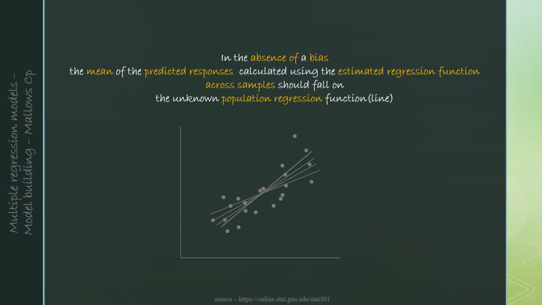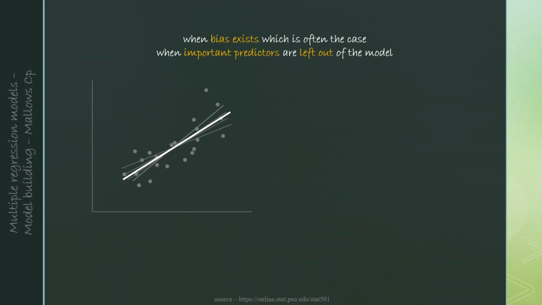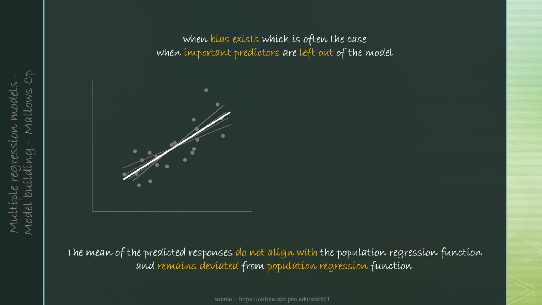In the absence of a bias, the mean of the predicted responses calculated using the estimated regression function across samples should fall on the unknown population regression function line. However, when bias exists, which is often the case when important predictors are left out of the model, the mean of the predicted responses do not align with the population regression function and remain deviated from the population regression function like this or like this.